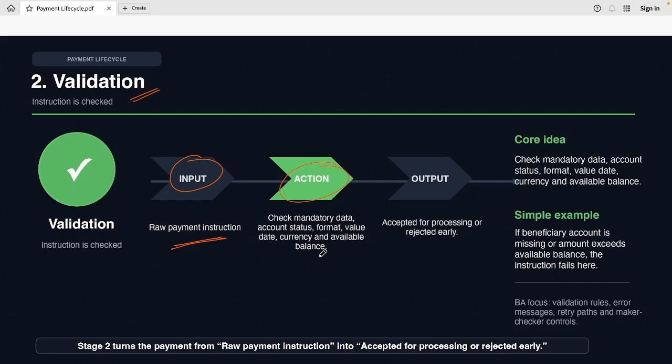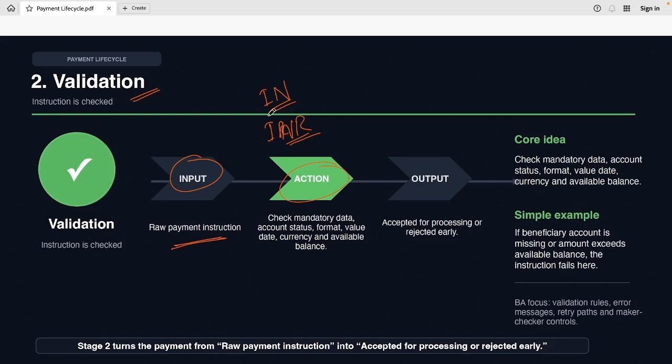Third, it may check the format of the information. A format check basically verifies whether information follows the required structure. For example, does the account number contain the correct number of digits? Is the bank code in the expected format? Is the currency represented using a valid code? For example, INR is our currency code, but if someone enters IN, that's invalid.